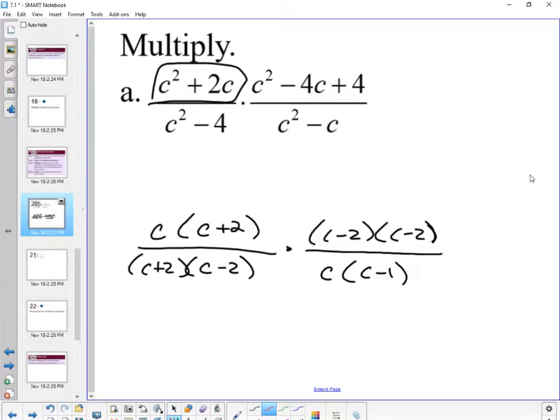At this point, I'm looking for ones. Anything over itself, right? So here's a 1. This and this make a 1. This and this make a 1. Anything else? No. So that means that I've got C minus 2 over C minus 1. Well, then why don't you just stick the C's right there? Well, you have 2 C's on the bottom still. Questions?